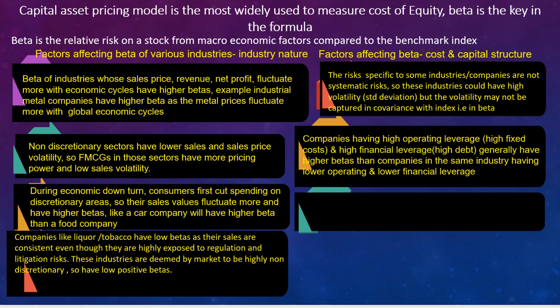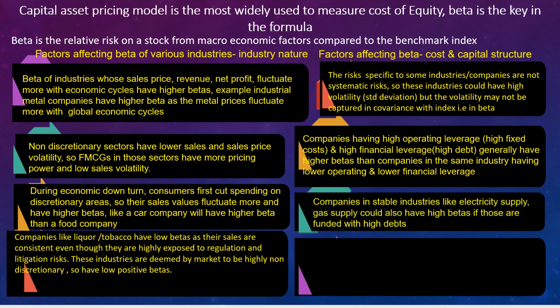Companies having high operating leverage, that is high fixed cost, and high financial leverage, so high debt, generally have higher betas than companies in the same industry having lower operating and lower financial leverage. Companies in stable industries like electric supply and gas supply could also have high betas if those are funded with high debts. The betas of industries are not constant and change over a period of time with changes in the operating condition.